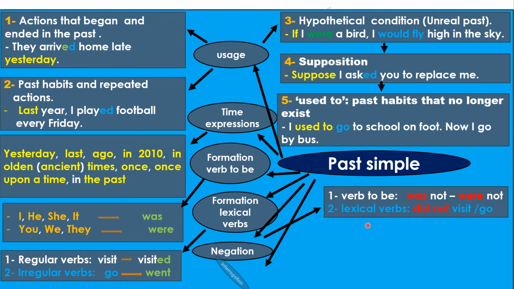Okay. Now let's talk about the interrogation.